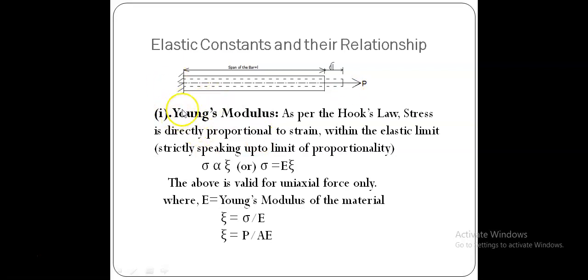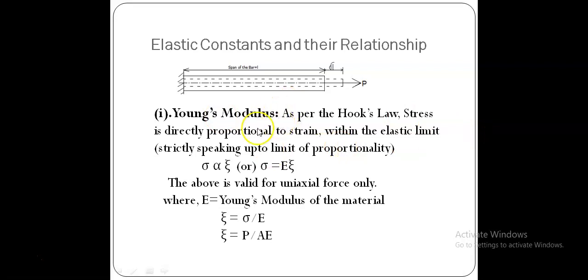So there are totally 4 elastic constants that we are using for studying the elastic behavior of different materials. The first one is Young's modulus of material, then Poisson ratio, bulk modulus and shear modulus. So these 4 elastic constants are used. Let us see, first one is the Young's modulus.